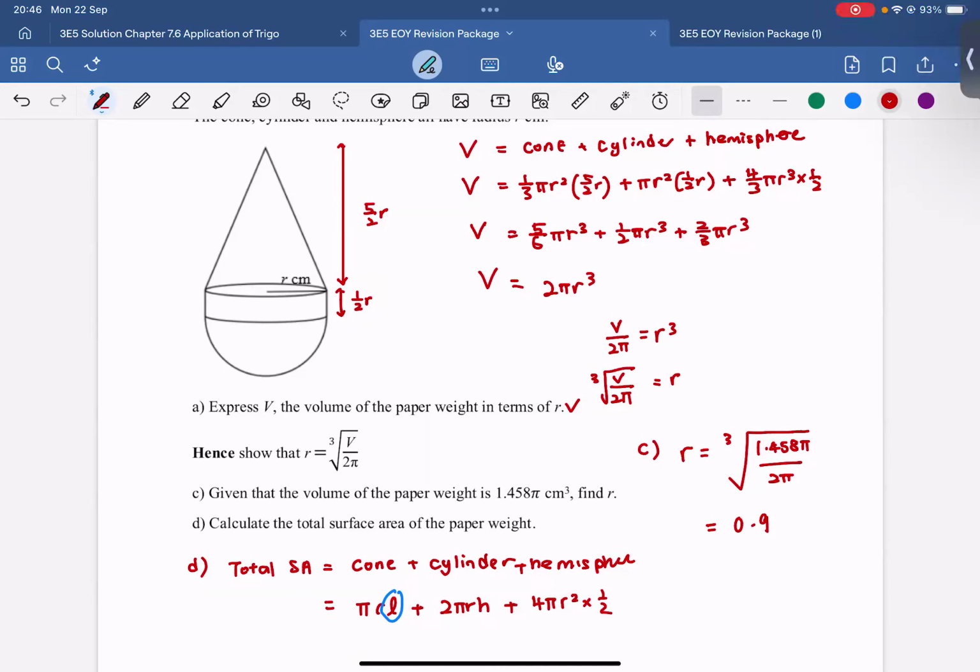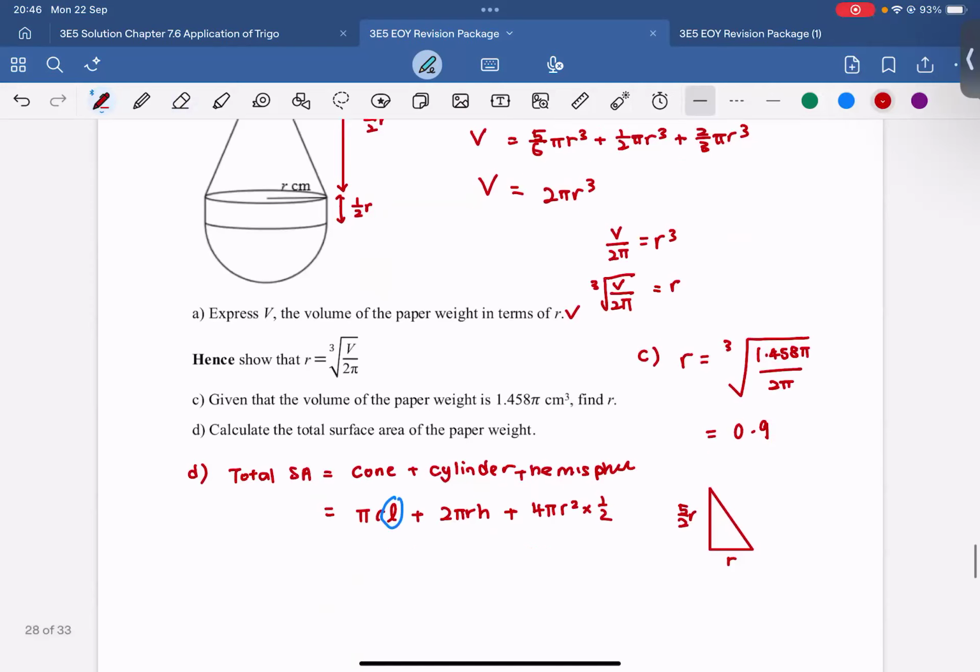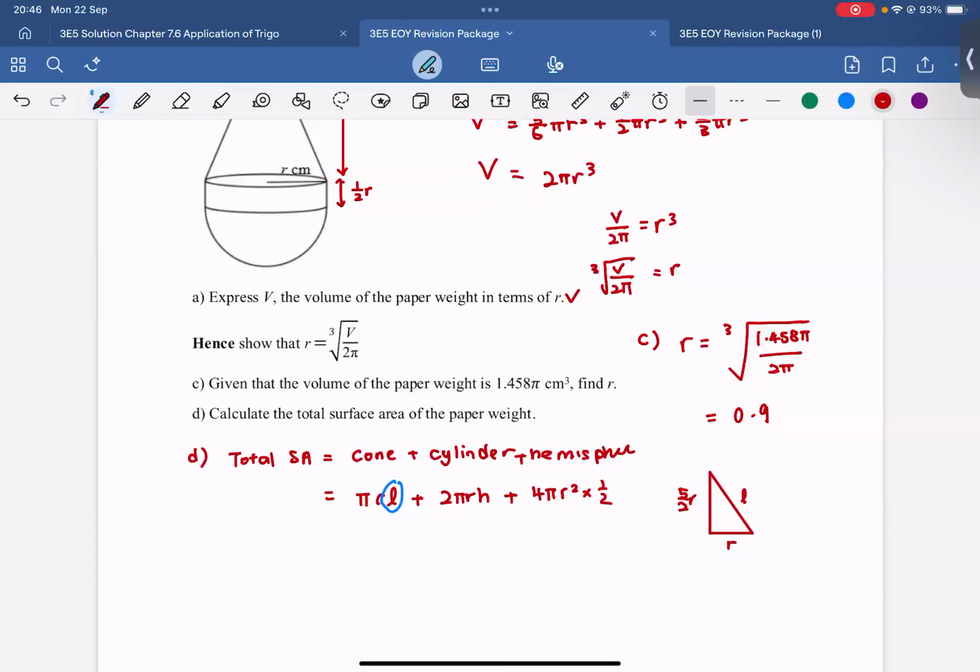So the triangle will look like that. This is R, this is 5/2R. So you need to find the L. So L square equals 5/2R square plus R square. This will give us 25/4 plus 1, which is 29/4R squared.